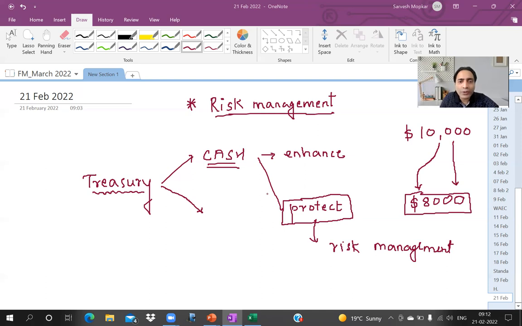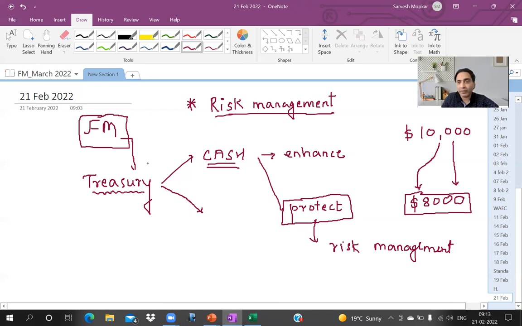Okay. So Elsa says, could you repeat the last point again? What is risk management? Yes. I'll repeat the whole thing quickly. We are studying a subject called financial management. Now, within financial management, one of the functions is called treasury management. There are different functions a finance manager has to do. One of the most important is treasury management.